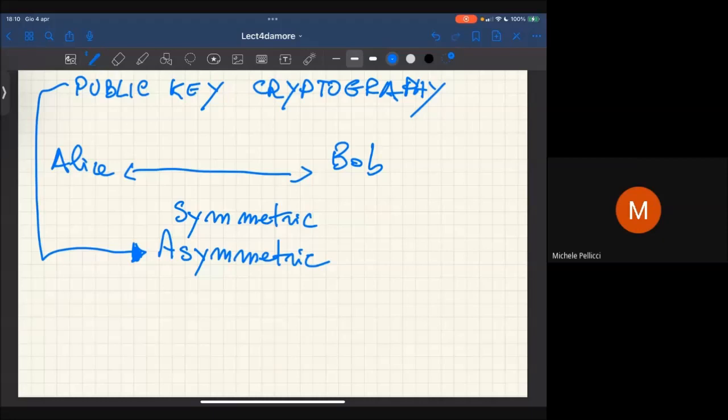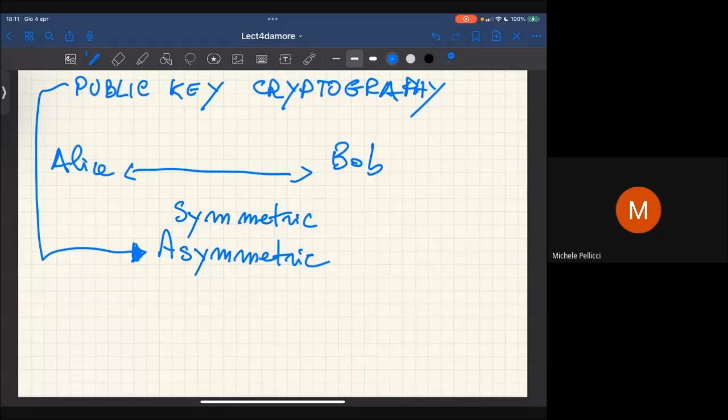So today, when we say asymmetric, we generally mean public key cryptography. But they are not exactly the same thing, because public key cryptography is a type of asymmetric cryptography. Maybe there are other types of asymmetric cryptography, we just don't know about them now. So for now, the most important type, the unique type of asymmetric cryptography is public key cryptography.